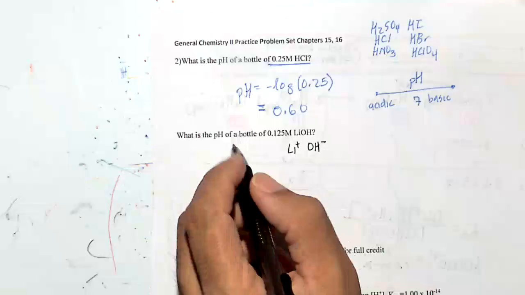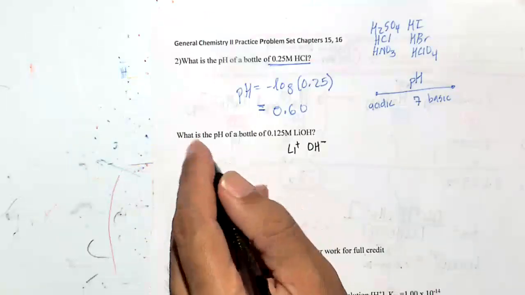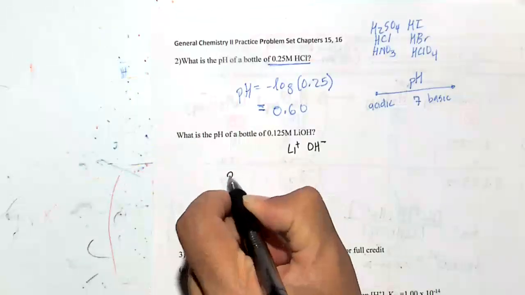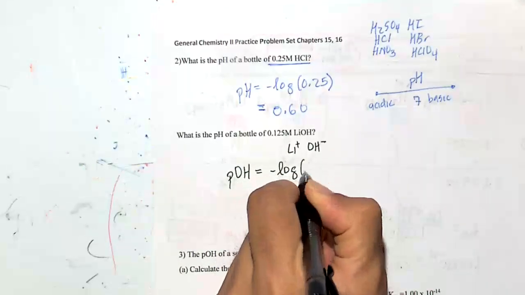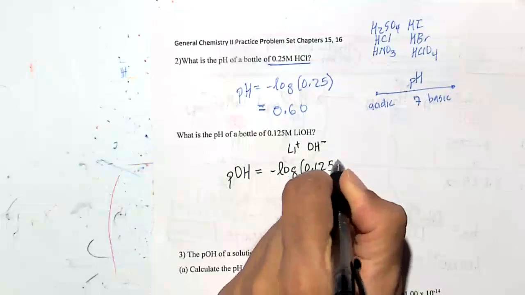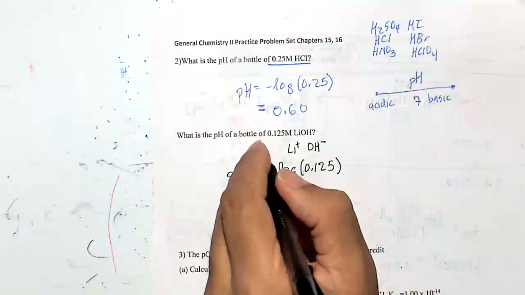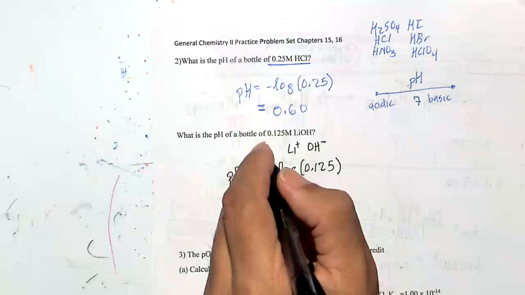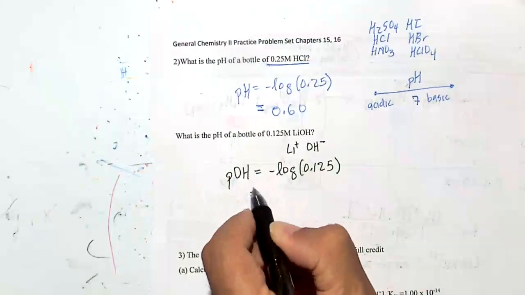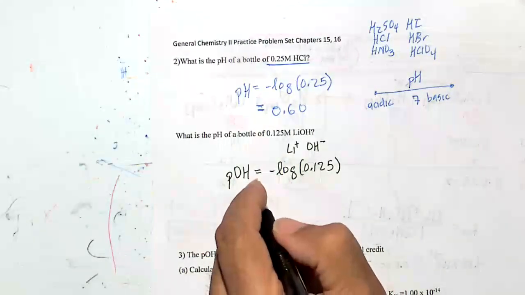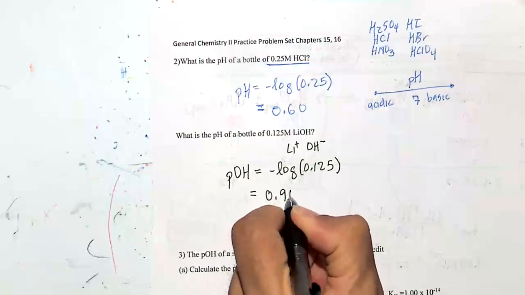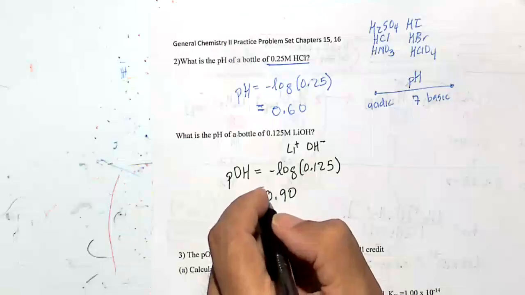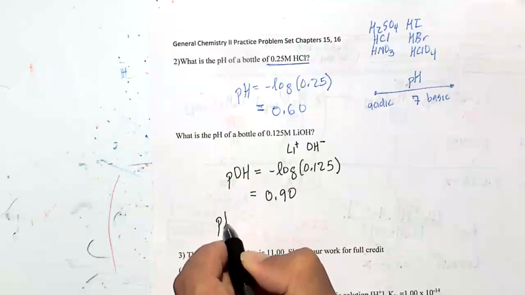So just like a strong acid, we'll plug it in, but we won't plug it into pH. What will we plug it into? In this case, it's 0.125. Strong bases, you plug straight into the pOH equation. Just to save us some time, I did that. You can check my calculations later. I'm getting 0.90. This is not the answer. What is the answer?